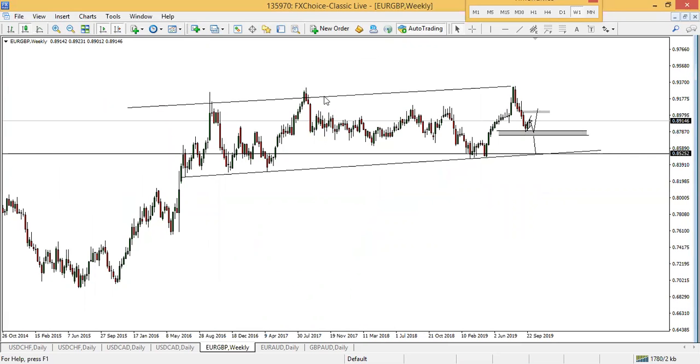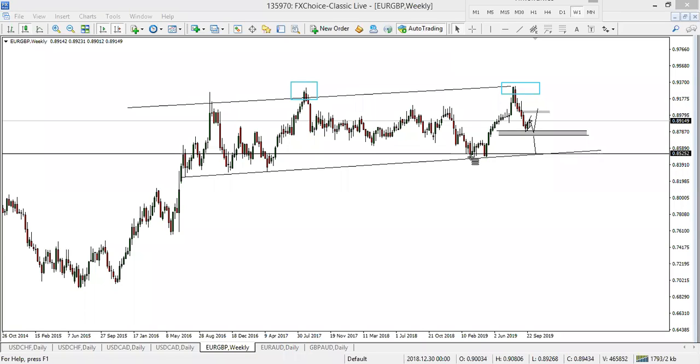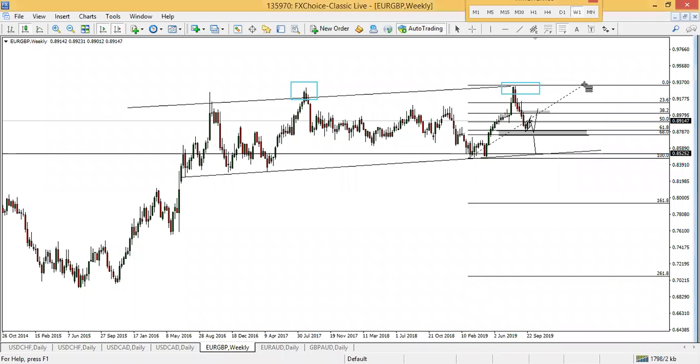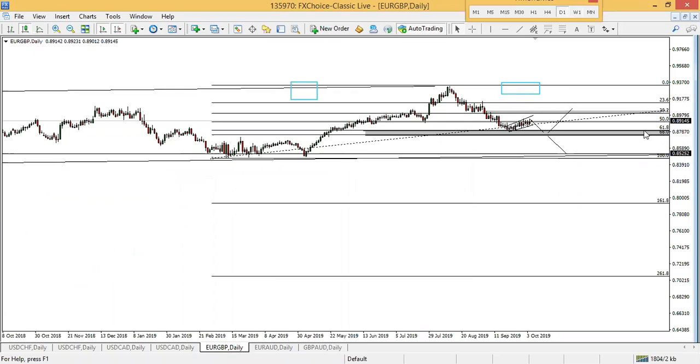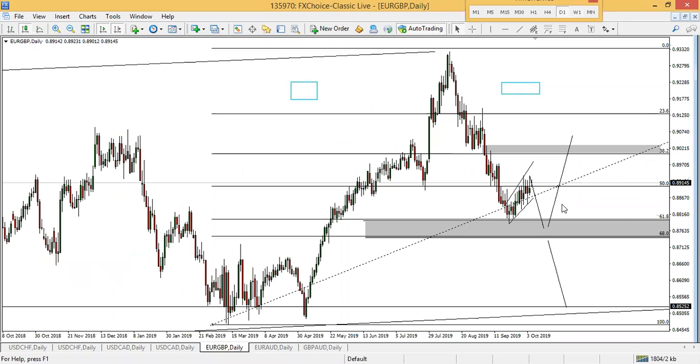So earlier in the month, you see there was a double top right here, and the double top went to the retracement. It retraced to the 61.8 level, and it found the bottom just at the 61.8 level. Just right there, the 61.8 level, just right there.